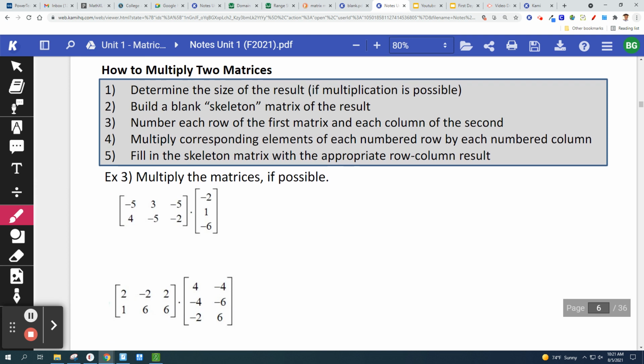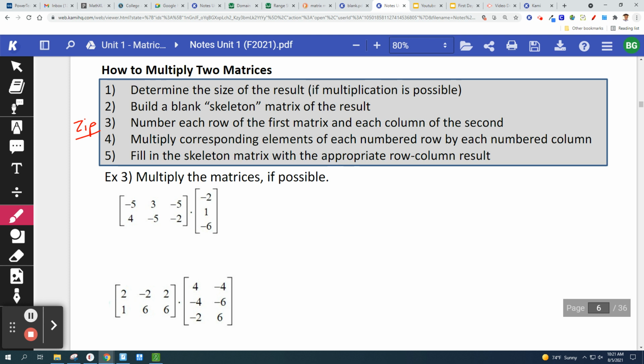How to multiply two matrices. I think a lot of times when we get steps like this, it's more confusing than actually seeing an example. But determine the size, and if it's even possible, build a blank skeleton matrix, and then we'll do the numbers. Then we'll multiply. I use the phrase "zip the numbers" when we're multiplying. That's when I'm zipping up the numbers, just like a zipper.